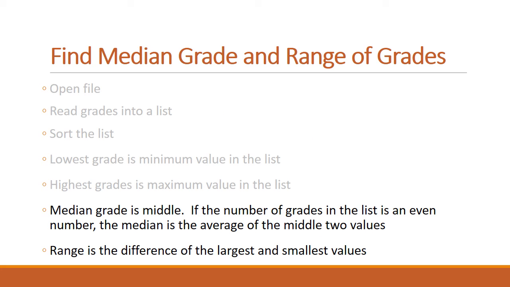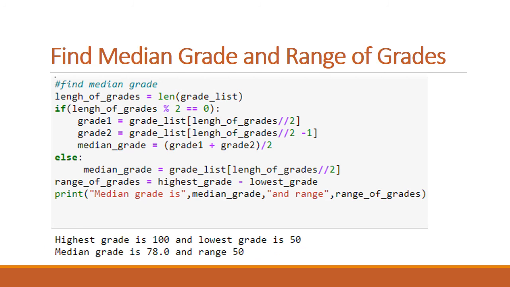Reviewing our algorithm, we've opened our file, we've read in our grades, we've sorted our list, we've determined the lowest grade, we've determined the highest grade. Now we're going to determine the median grade, and we're going to determine the range, which is the difference of the lowest and the highest values. Here's our Python code segment that shows how we would determine the median grades.